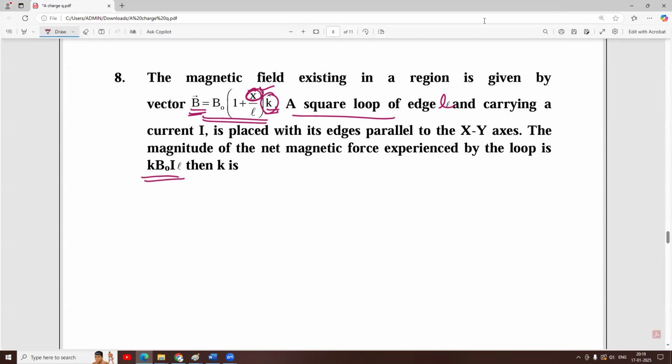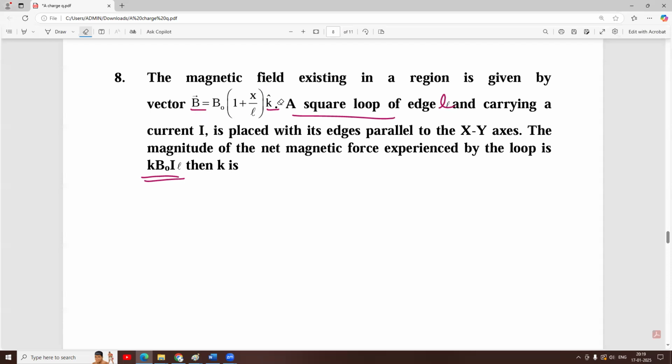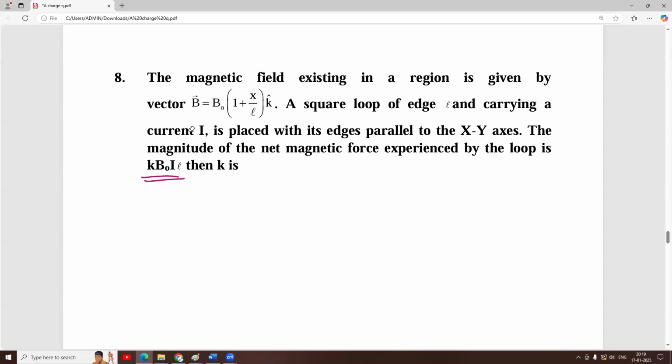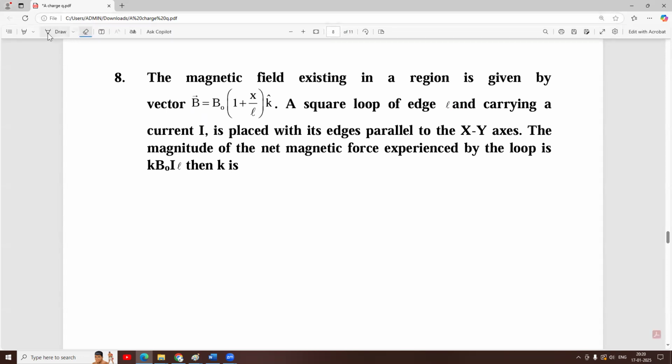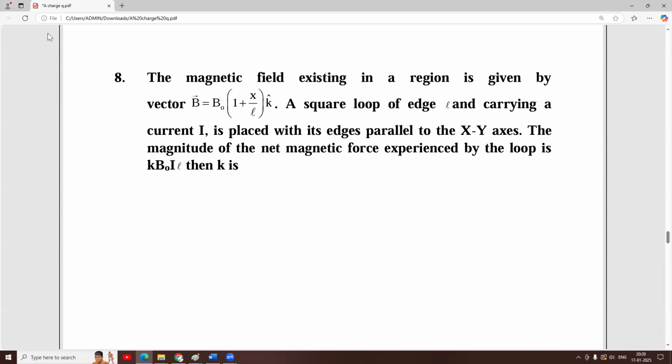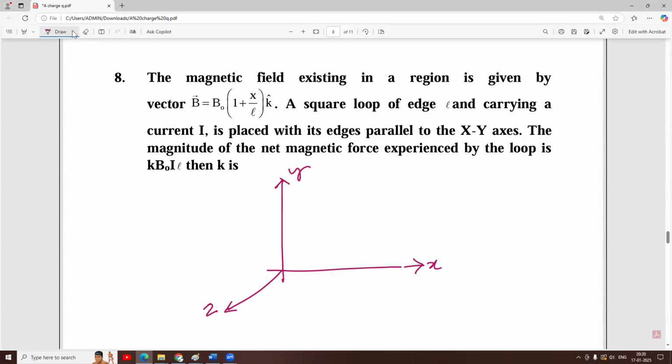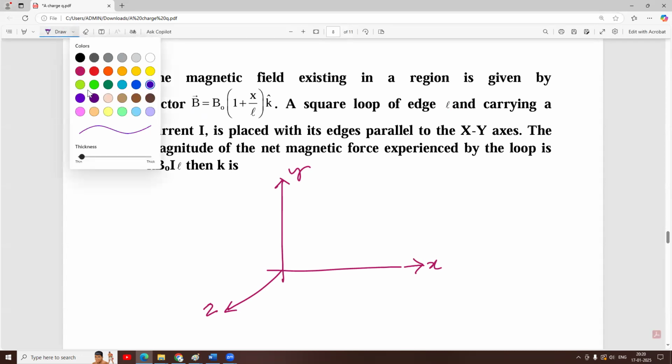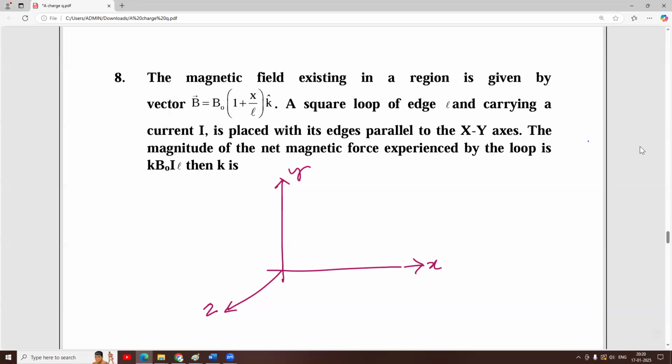So what is k? We'll draw a diagram to represent the loop, the magnetic field and everything. First of all, we will represent the x, y and z axes. So this is x, say this is y and this is z. And here I will represent a loop which is along the xy plane. The loop is placed here and it's a square loop. All sides are equal, so it is placed like this.